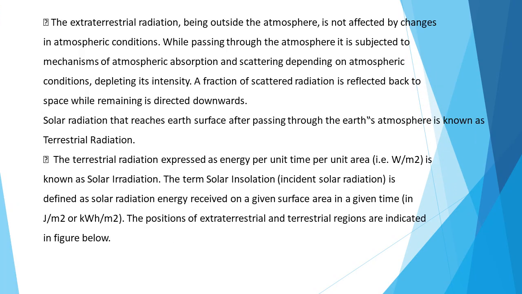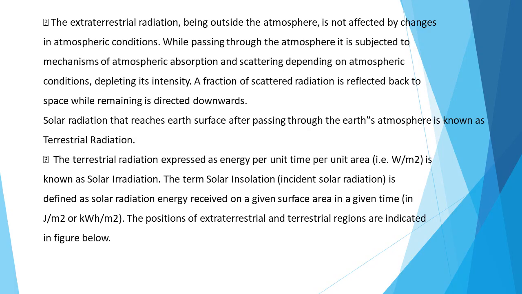The extraterrestrial radiation, being outside the atmosphere, is not affected by the changes in atmospheric conditions. While passing through the atmosphere, it is subjected to mechanisms of atmospheric absorption and scattering depending on atmospheric conditions, depleting its intensity. A fraction of scattered radiation is reflected back to space while the remainder is directed downwards.